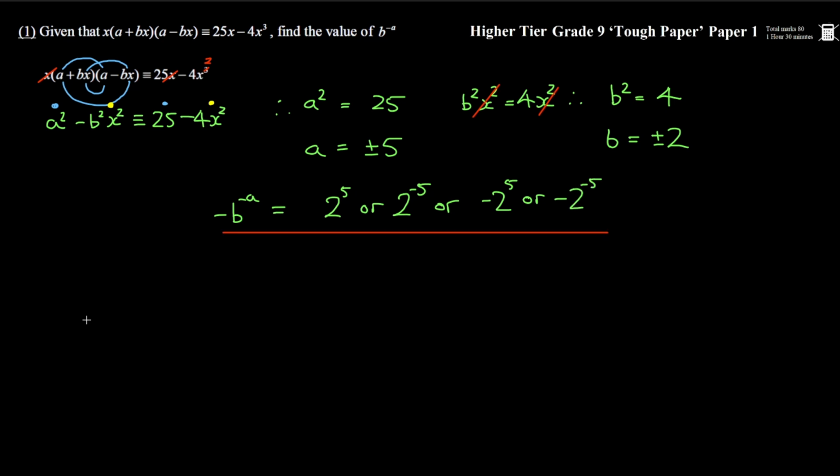Now that's probably a perfectly good answer. They might want these sorted out numerically. 2 to the 5th is 32. 2 to the negative 5, this will be 1 over 32. And these will be the negative equivalents. That'll be negative 32, and this will be negative 1 over 32. So there's a set of 4 alternative answers.